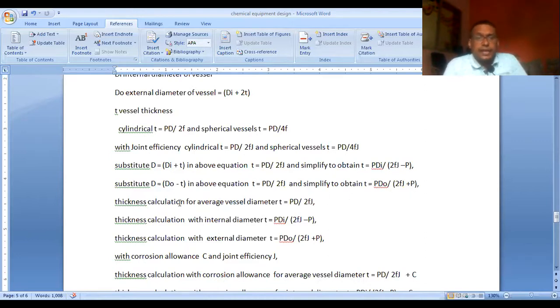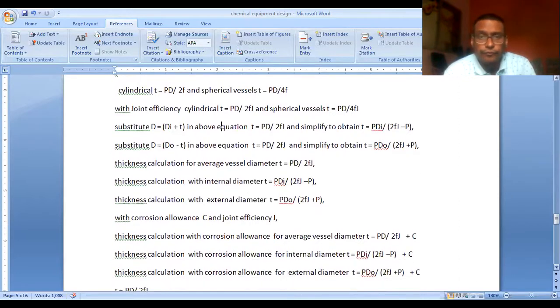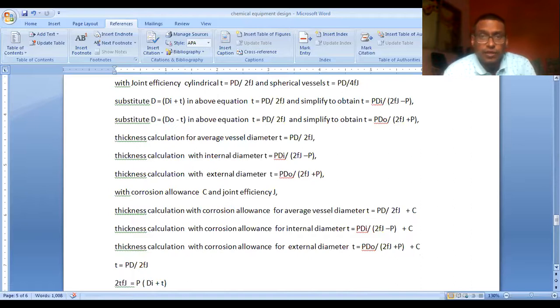Now, for thickness calculation for the average vessel diameter, this is your formula. Thickness calculation with the internal diameter, this is the formula. Thickness calculation with the external diameter, this is the formula. Then the corrosion allowance is to be added. From the stresses, we have added the joint efficiency. Then we have taken the internal diameter, outer diameter and the mean diameter. Now the corrosion allowance is to be added.